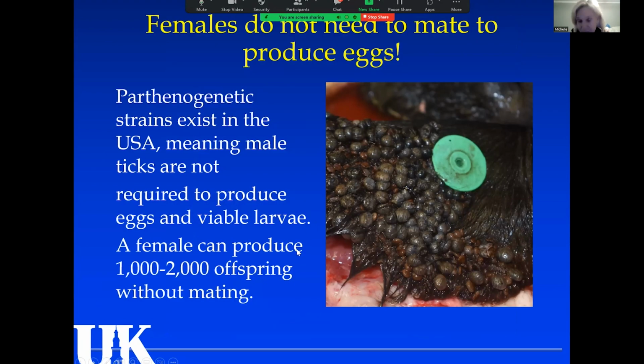And the reality is these things are horrible. The female Asian longhorn tick does not need a male to mate and produce eggs. That's called parthenogenetic strains. A male is not necessary to produce eggs and larvae, and the female can produce 1,000 to 2,000 offspring without mating. So everything on that ear is female. You don't have that 50% male like you normally think of. So they can get very prolific, very, very fast.